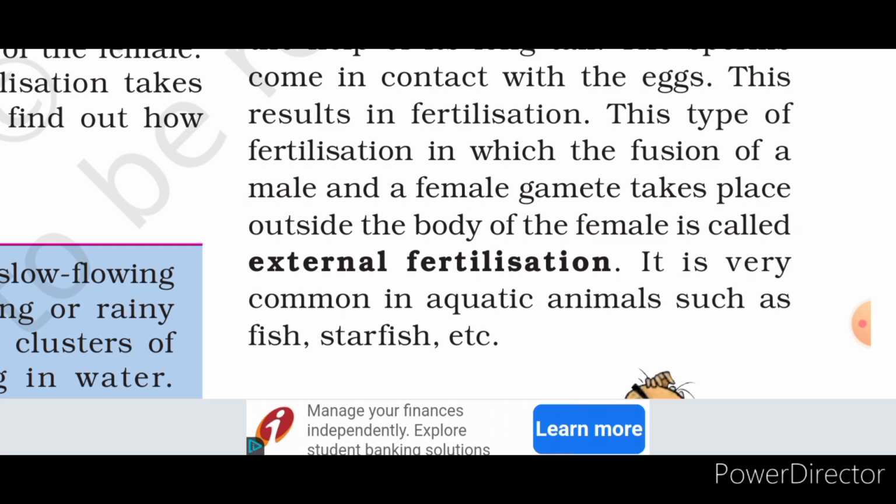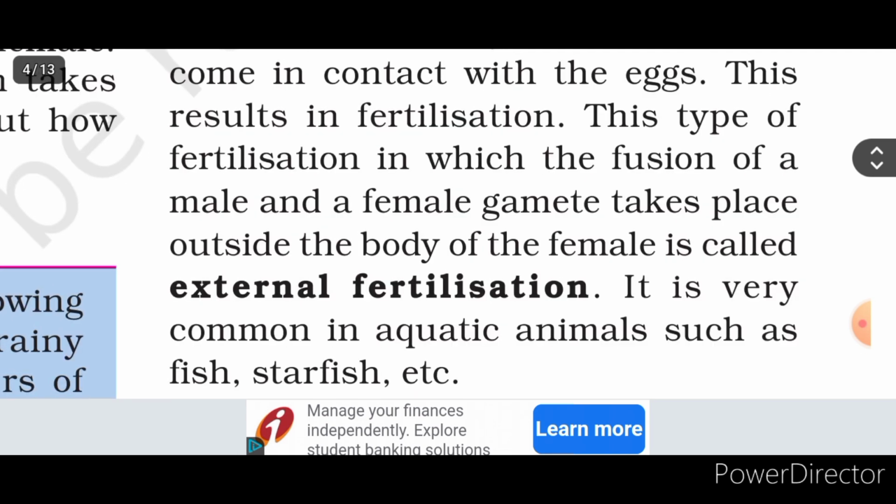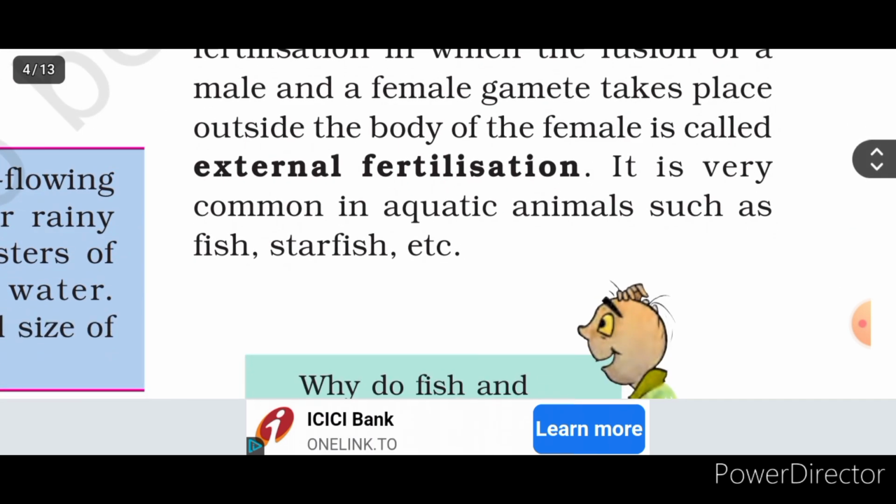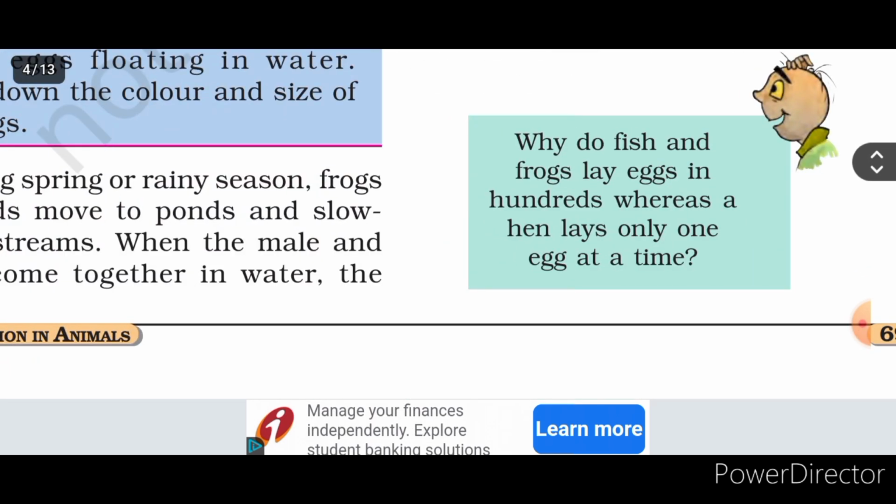External fertilization. This type of fertilization, in which the fusion of a male and a female gamete takes place outside the body of the female, is called external fertilization. It is very common in aquatic animals such as fish, starfish, frog, etc.